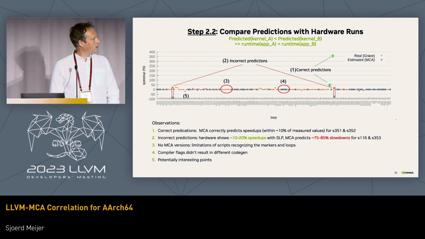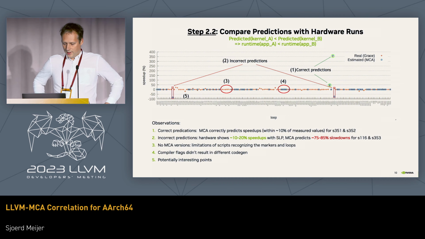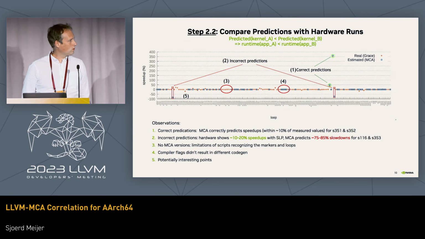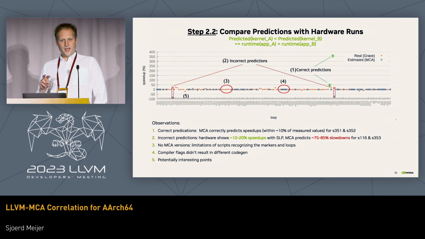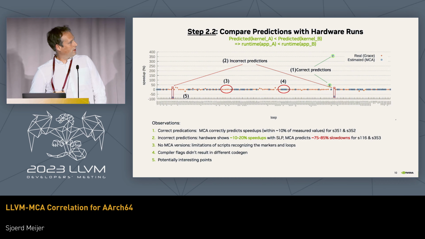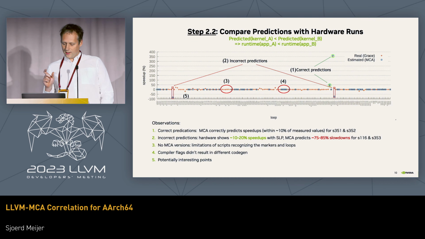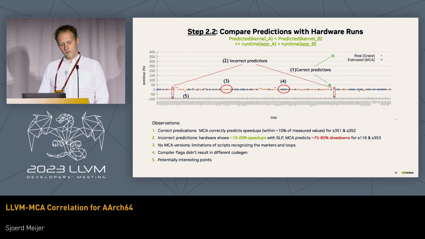We have more results, but this is for TSVC, as I mentioned. Some interesting data points are highlighted here. The first one is the correct predictions, where assembly version A is faster than B, and we see exactly the same on hardware. That's the number one annotation on the data points. And actually, they are within 10% of each other. So kind of okay.